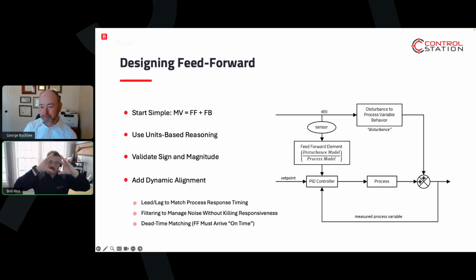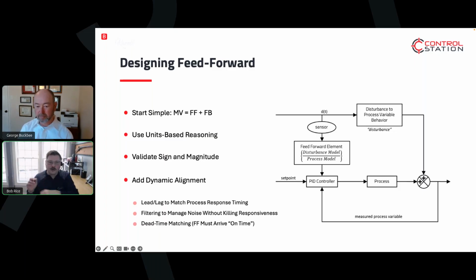You have a sensor of a disturbance, right? We're measuring something. And what we need to essentially do is understand how does that disturbance impact our process, and then how do we compensate for it? And so we use models, disturbance models and process models, and the ratio of those two become what is known as our feed forward gain. So we take the change of the sensor, run it through the ratio of the disturbance to the process model, and quite frankly, the time constants generally work themselves out.